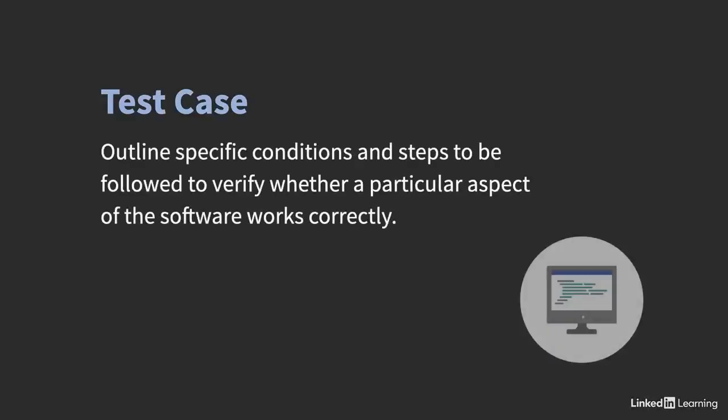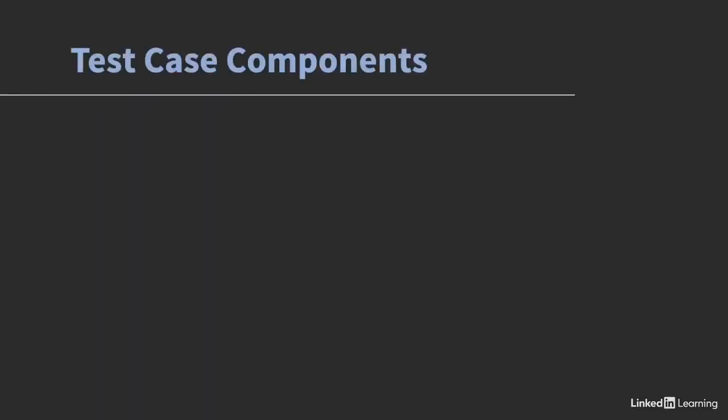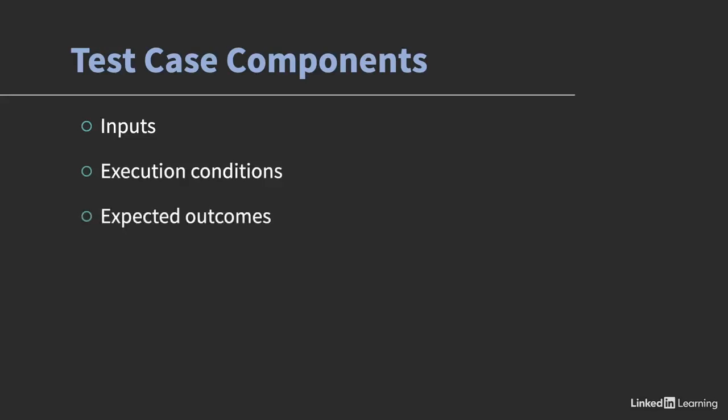One key element in the testing process are test cases. They're essentially detailed documentation that outlines specific conditions and steps to be followed to verify whether a particular aspect of the software works correctly. Each test case consists of inputs, execution conditions, expected outcomes, and often actual outcomes. These elements collectively guide testers through the process of evaluating the software's behavior under various scenarios.